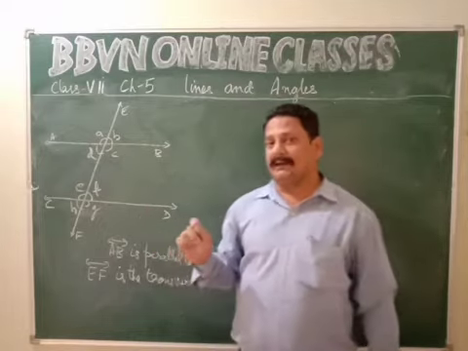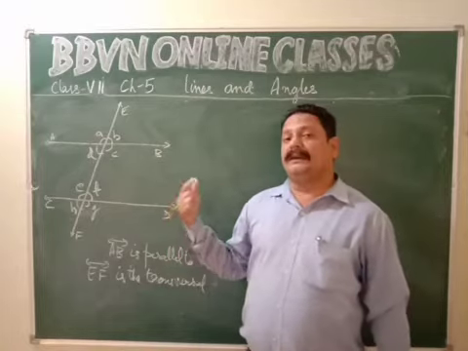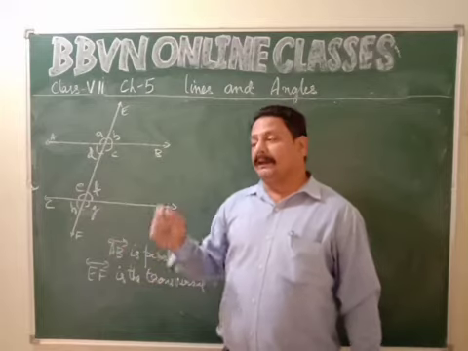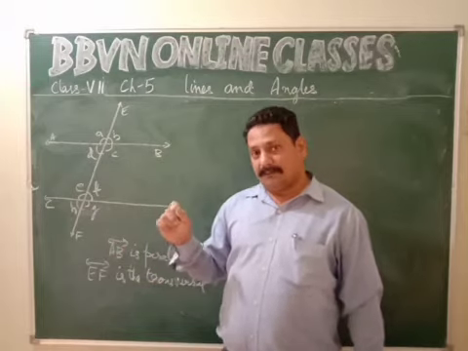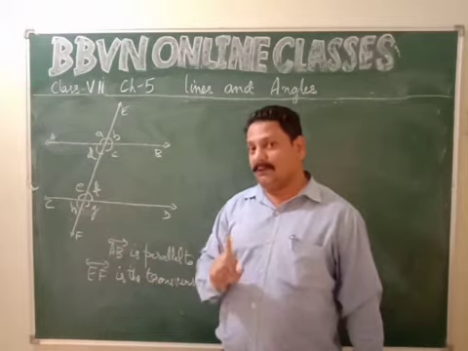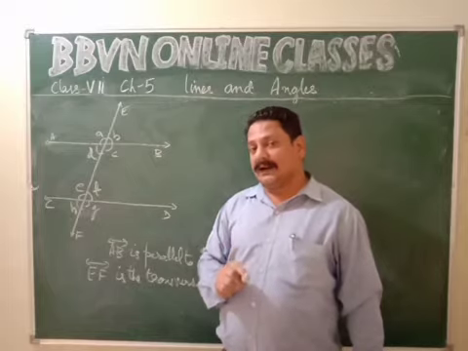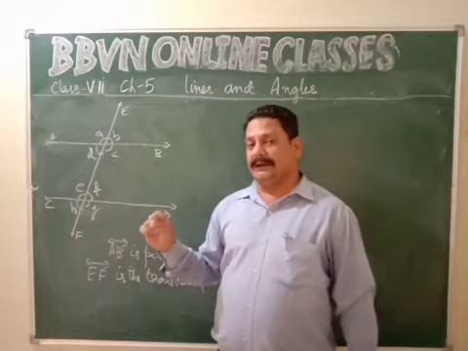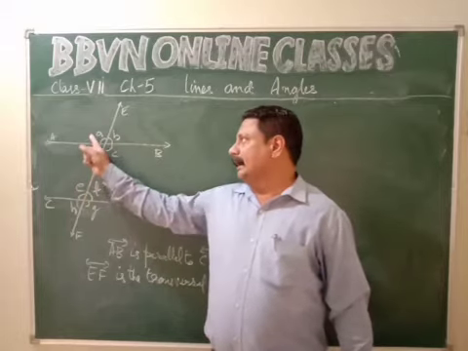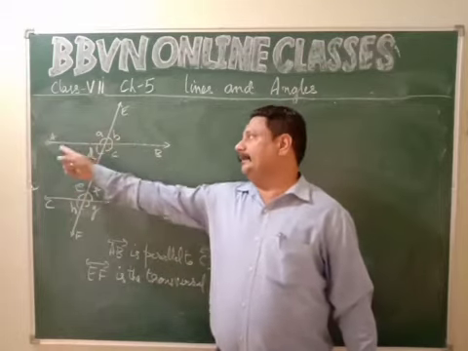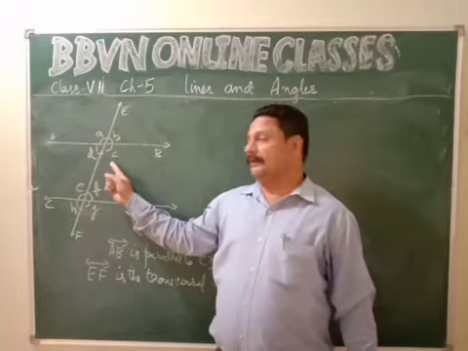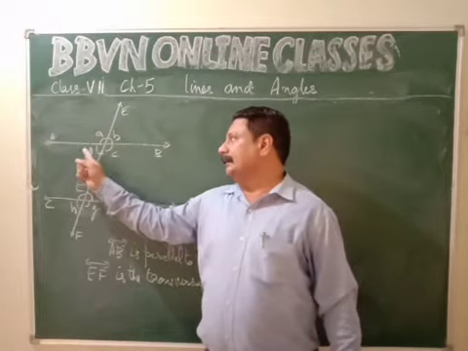Also, we have some pairs of linear angles. Linear pair means angles which form two angles with common vertex and one common arm, such that the sum of their magnitude is equal to 180 degree. They form a straight line. Angle A and B, their sum is 180 because they lie on a straight line. B and C is again a linear pair of angles. C and D, D and A.